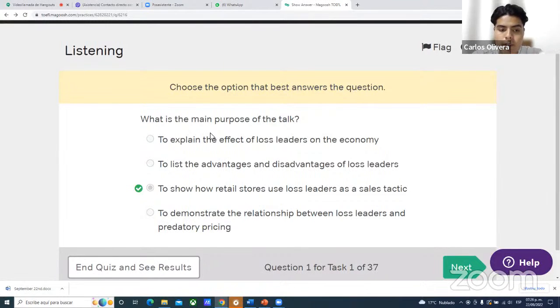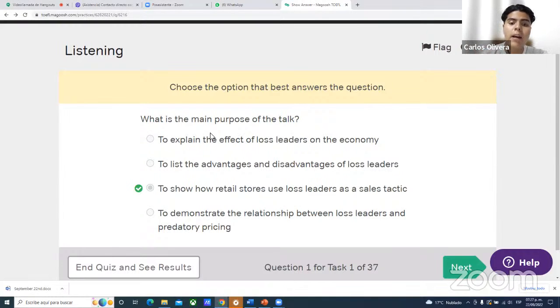And here the correct response was number 3. And I think that the person who got this one did it very well, because to show how retail stores used loss leaders as a sales tactic was actually the correct response, right? And why was this the correct response? Remember that I talked to you about when you receive this type of question, that is the main idea question, always think about what is that idea that has framed all discussion and data, has made everything you have listened to a whole, right? Not just unconnected information.